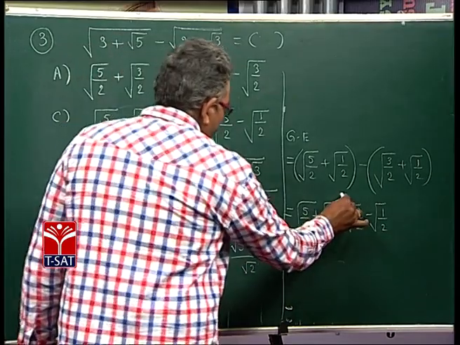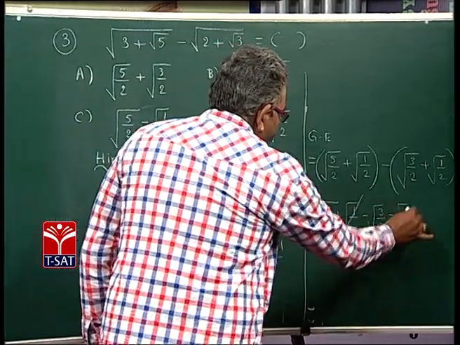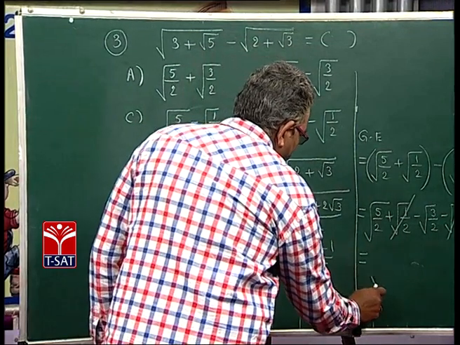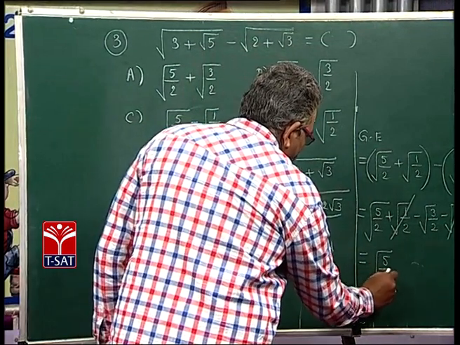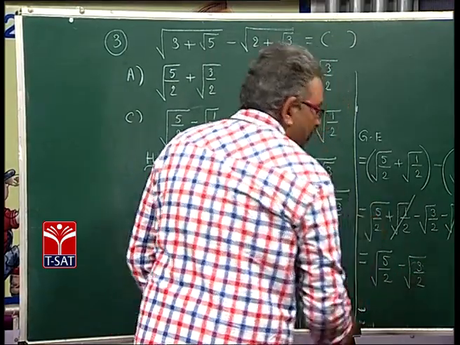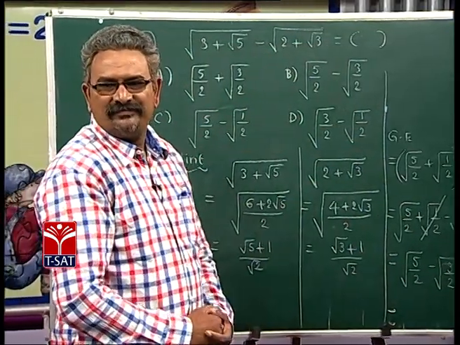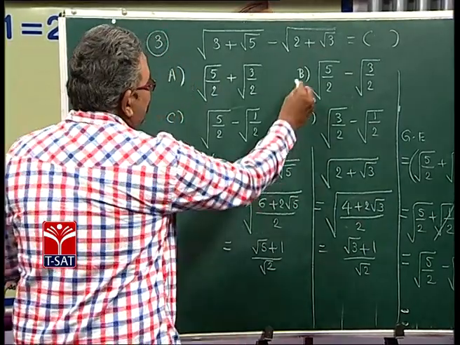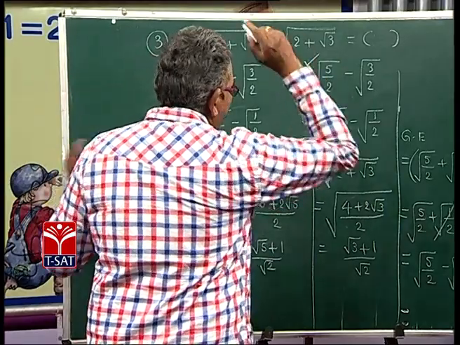So, this root of 1 by 2 gets cancelled. So, what is the remaining? Root of 5 by 2 minus root of 3 by 2. This is the answer. So, now check. Yes, option B is the right answer.